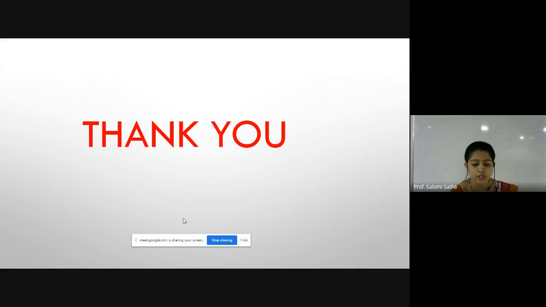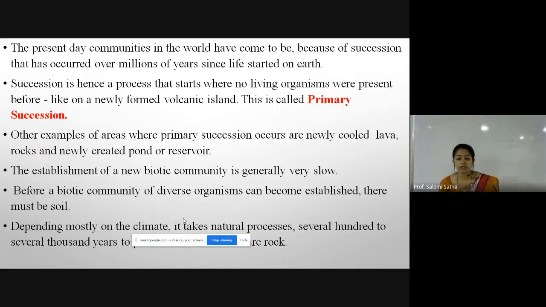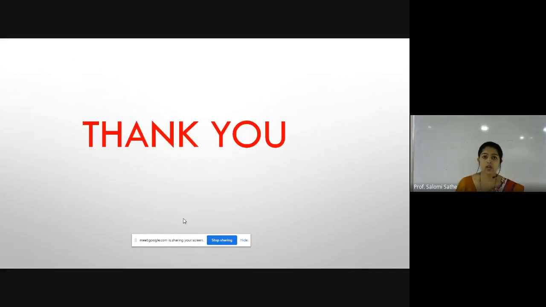In our tomorrow's lecture, we are going to learn about the types of succession, that is the primary succession and the secondary succession. Okay, so students, I hope you are all doing your homework and going through the book thoroughly and preparing your own notes with the help of this PPT or the book itself, and be prepared for your exam.